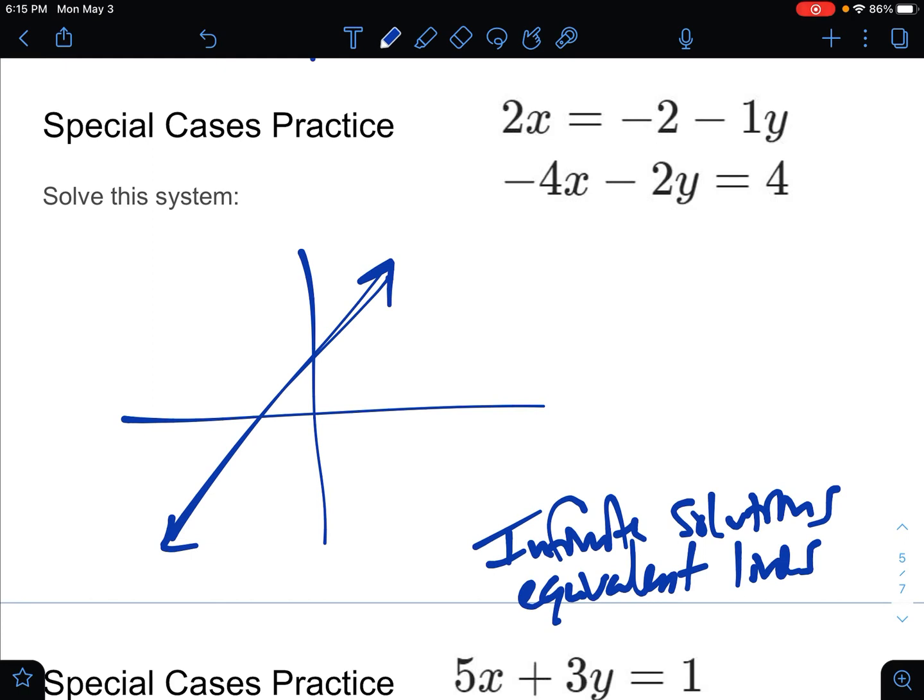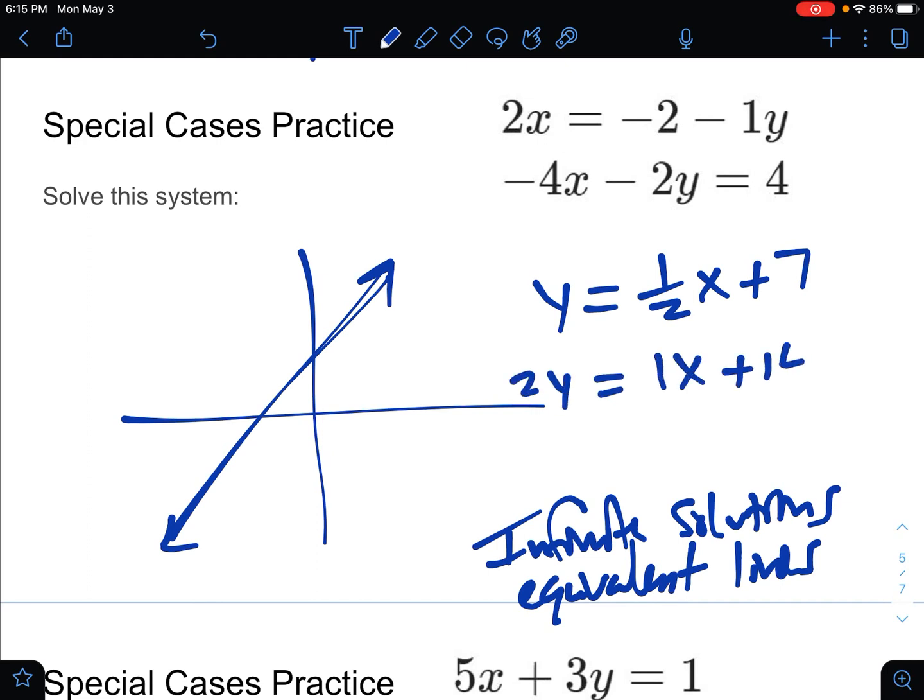Say, for example, we say y equals 1/2 x plus 7, and then 2y equals 1x plus 14. These two things are the exact same thing, because if you just divide everything by 2, you get back to this one. So they may look a little different, but actually end up being equivalent. And if that happens, again, we just call that infinite solutions because they're always equal. They're always going to intersect. They're always the same exact thing. So they're equivalent lines. Those are our two special cases.